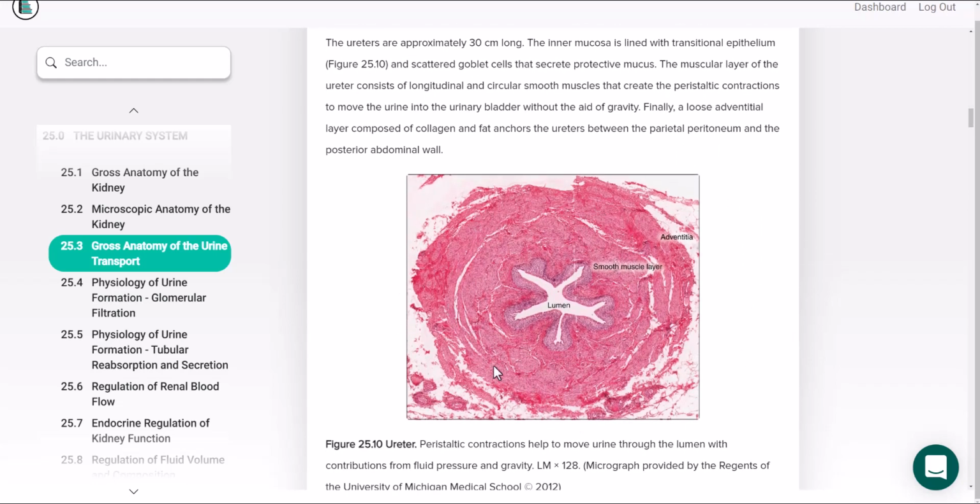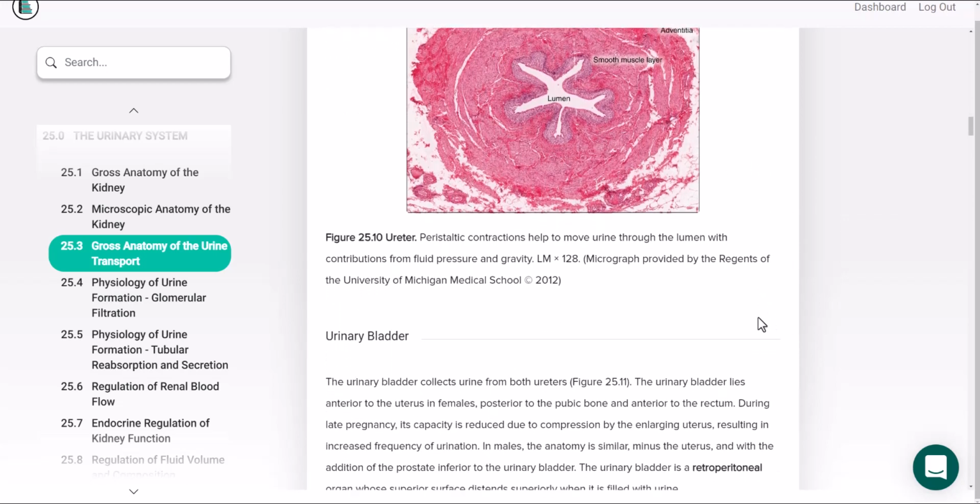Don't worry about the histology of the bladder, but just appreciate there's a relatively small lumen, and there's a significant amount of smooth muscle tissue, and then there's that connective tissue layer on the outside, the adventitia. Notice that there's no submucosa. So we have a mucosal layer, we have the muscularis layer, and we have the adventitia, but there's no submucosa.